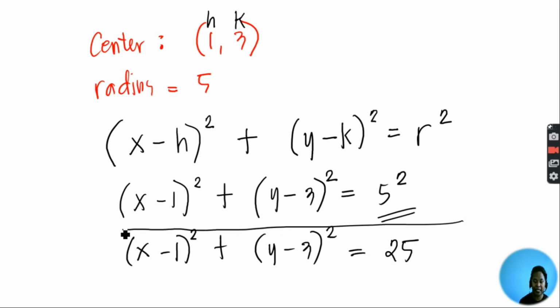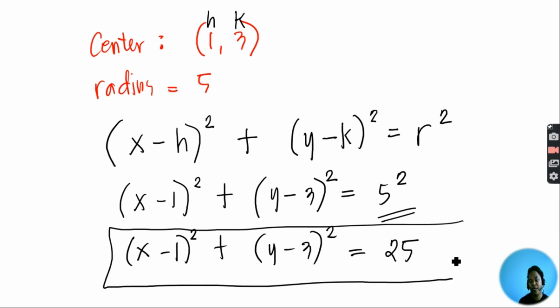Ito na po yung ating standard form of the equation of the circle.